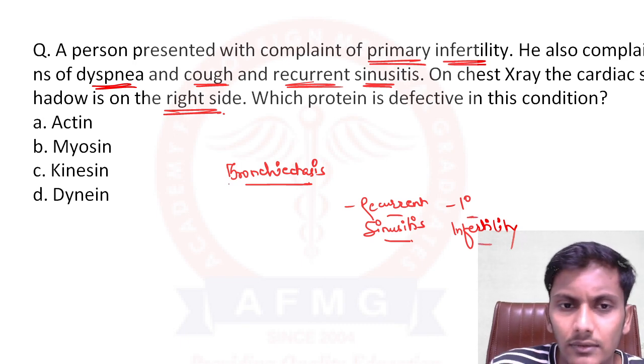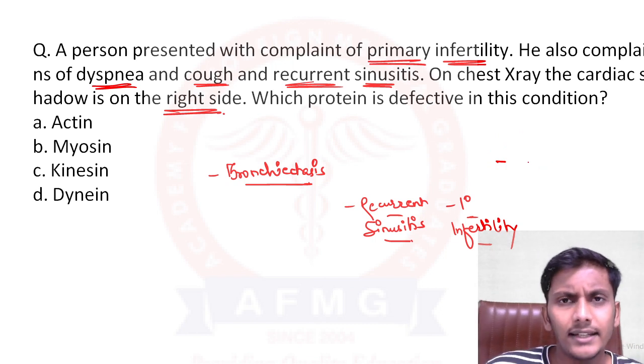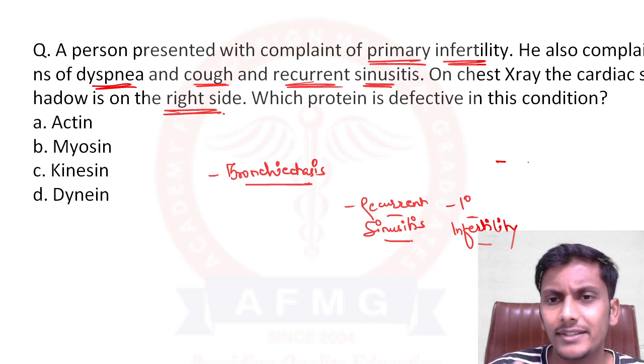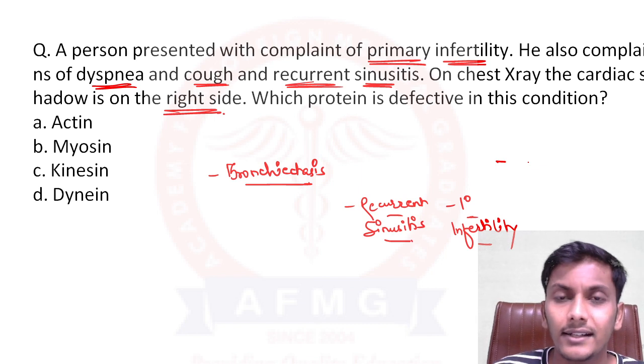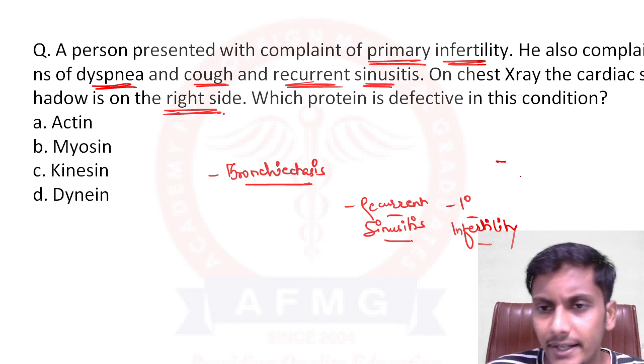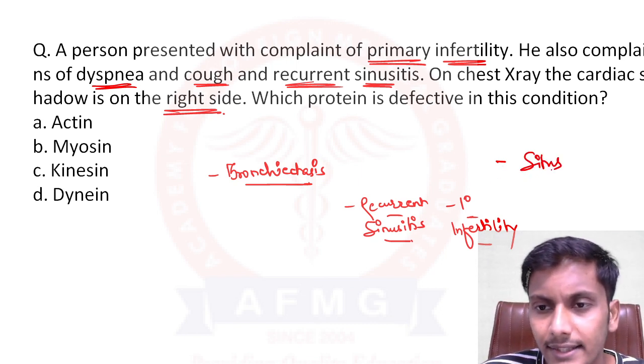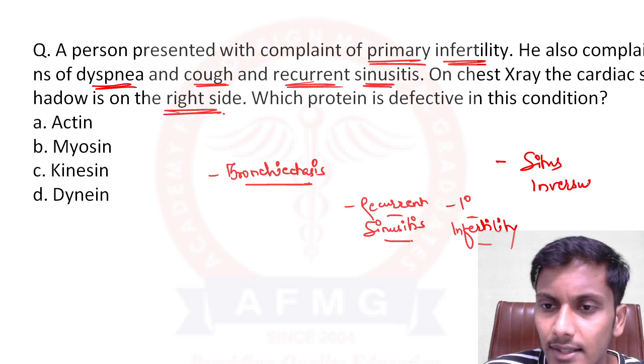And the last feature is what? The heart is on the right side. The cardiac shadow on chest X-ray is seen on the right side. That is, there is dextrocardia, and when the organs are on the opposite side, this condition is usually known as what? This condition is known as situs inversus.